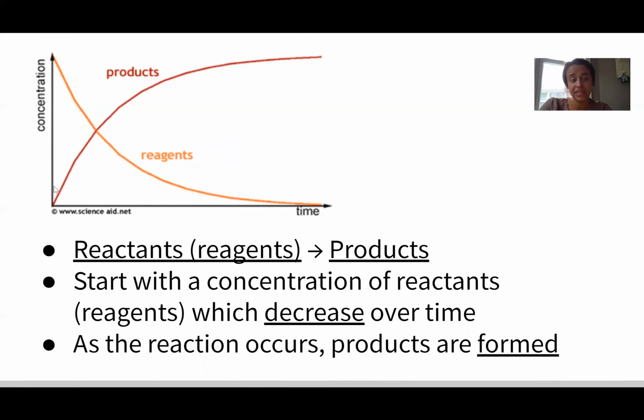You can see on this concentration versus time curve, concentration is basically the amount of something that we have. As the amount of reactants or reagents goes down, the amount of product goes up. This should make sense because the reactants or reagents are turning into product. You use those up to create more product, so they're going to have this inverse relationship. You start with the concentration of reactants, an amount of reactants, and this is going to decrease over time. That should make sense, as the reaction occurs, the products are formed from these reagents, the reactants getting used up.